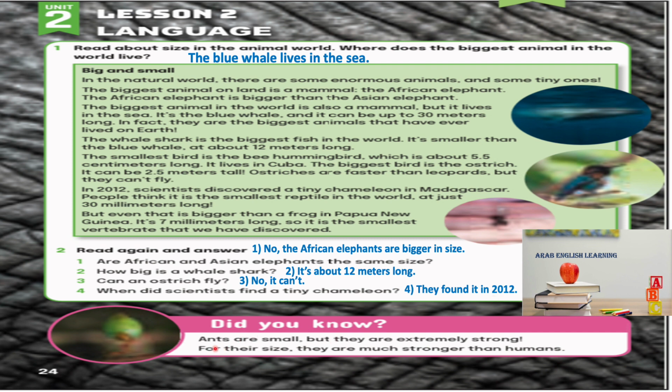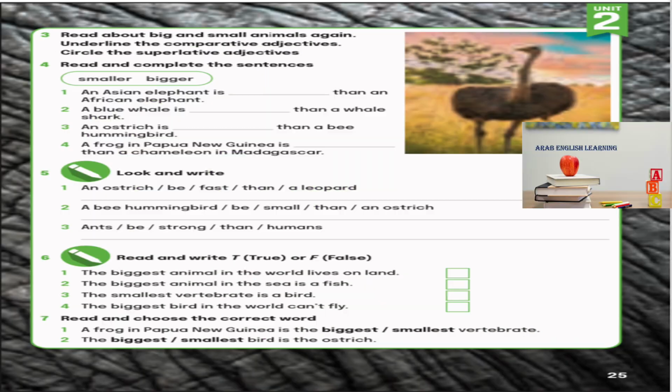Did you know that ants are small but they are extremely strong? For their size, they are much stronger than humans. Exercise 3, page 25. Read about big and small animals again. Underline the comparative adjectives like smaller and bigger, and circle the superlative adjectives like the smallest and the biggest.